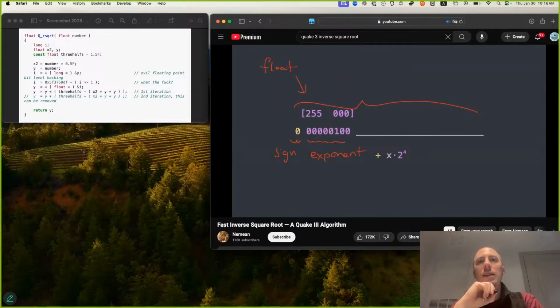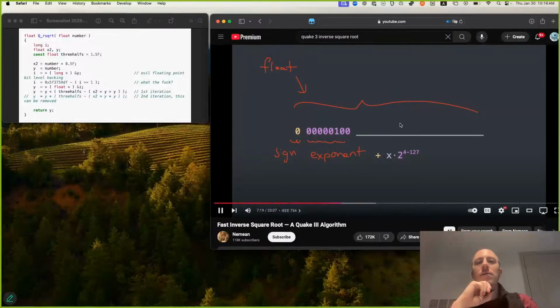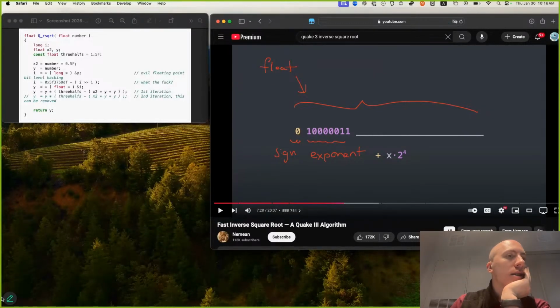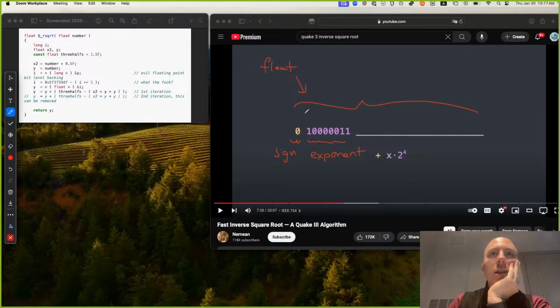But that's not exactly what we need. We also want negative exponents. This is why everything is actually shifted down by 127. So instead of 2 to the 4, we actually have 2 to the 4 minus 127. If we want the exponent to be 4, the bits need to be set to 131, because 131 minus 127 is 4. Gotcha. So this exponent has a positive and negative range, negative 127 to 127.